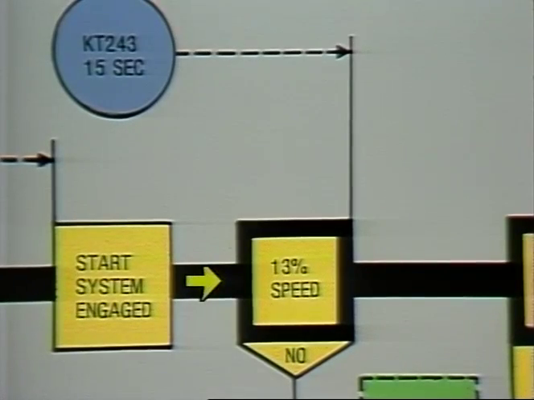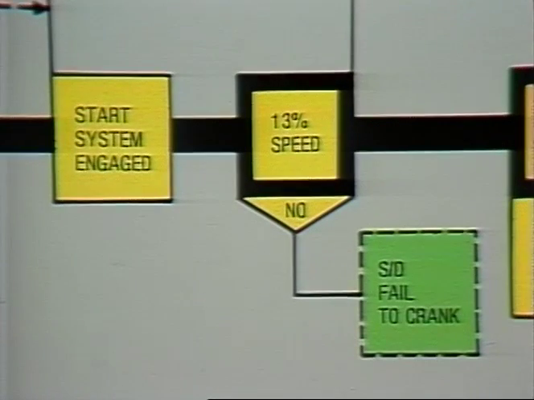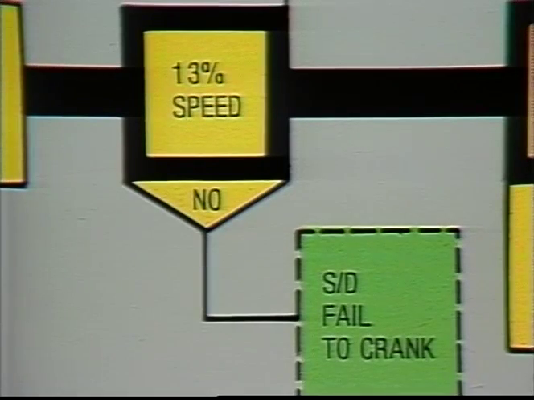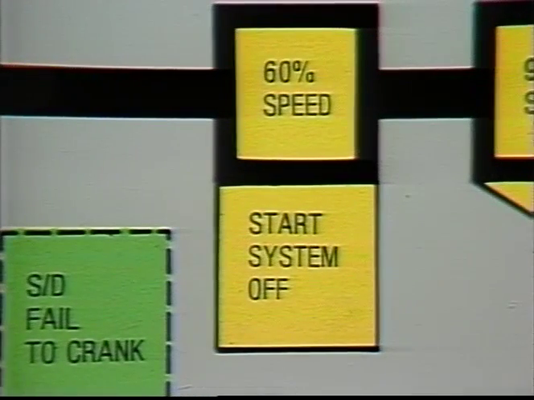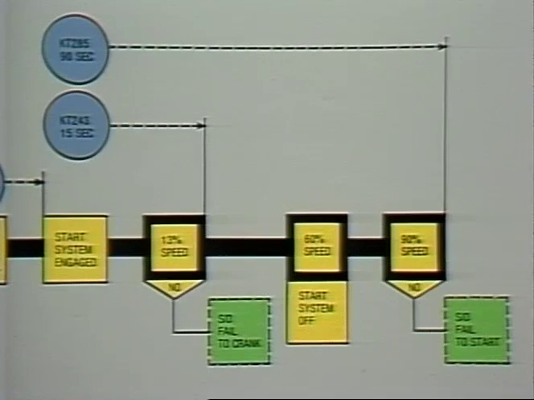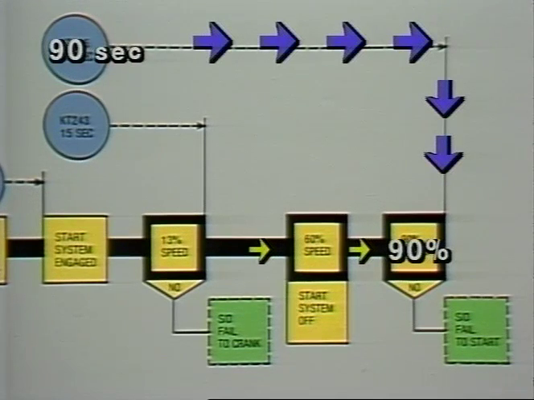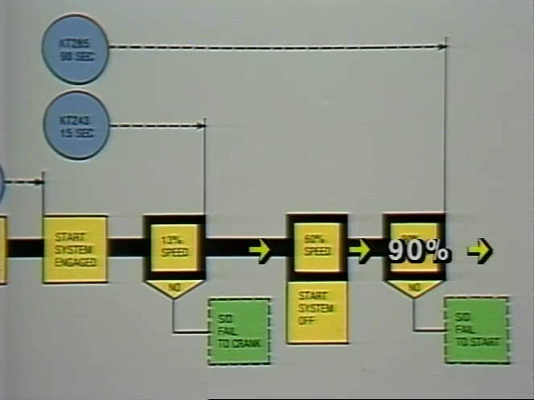As the engine begins to accelerate, 13% engine speed must be achieved before the 15-second crank timer times out, or there will be a fail to crank shutdown. As long as 13% was successfully achieved within 15 seconds, the next major start system event will be at 60% speed, where the start system will be turned off. The engine must now accelerate to 90% speed under its own power before the 90-second start timer times out, or the package will shut down on fail to start. If 90% speed was achieved by 90 seconds, the engine's acceleration to 100% speed will continue.